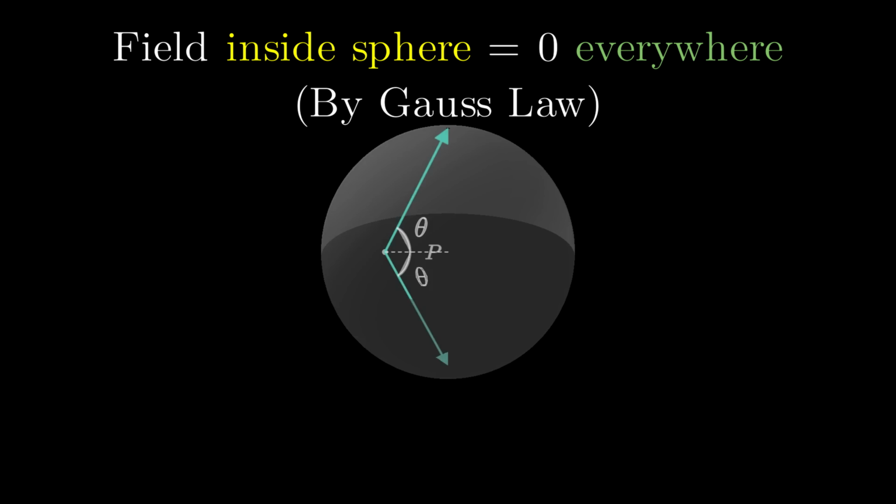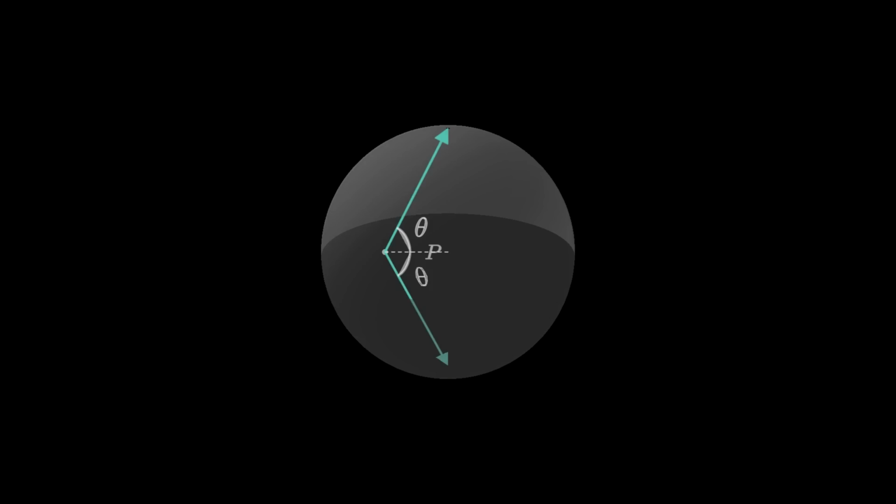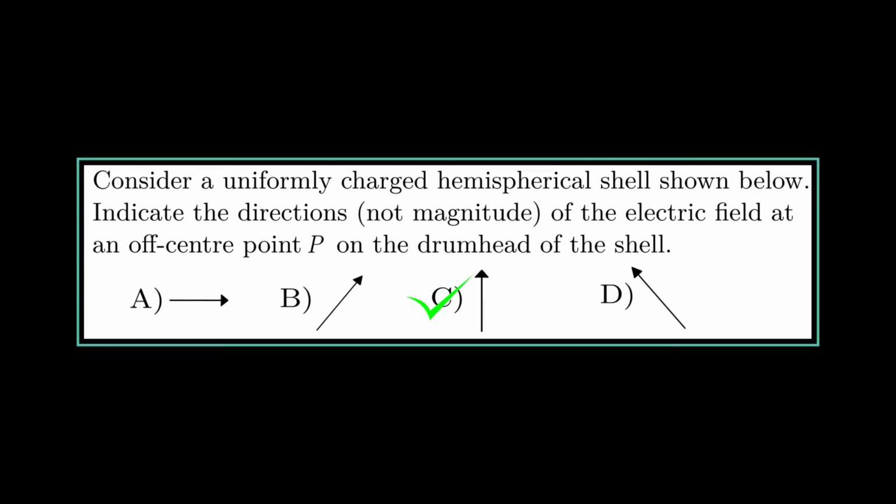And this is true only when we assume the field at P due to these individual hemispheres to be vertical, so that they cancel each other out. And that is why option C is correct. This was the correct approach for such a question.